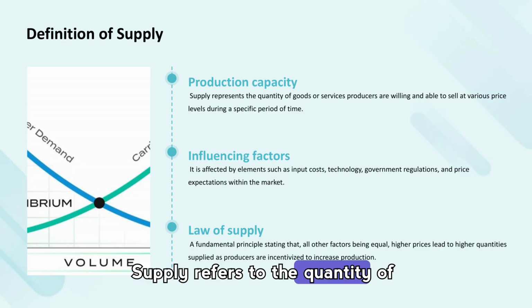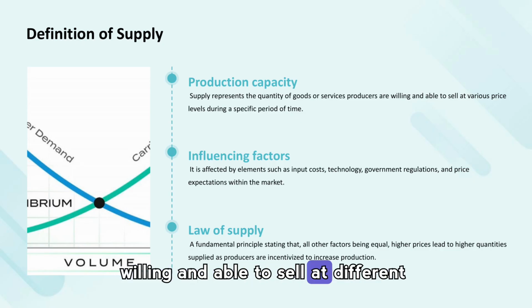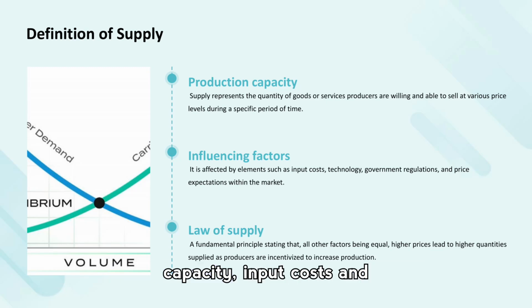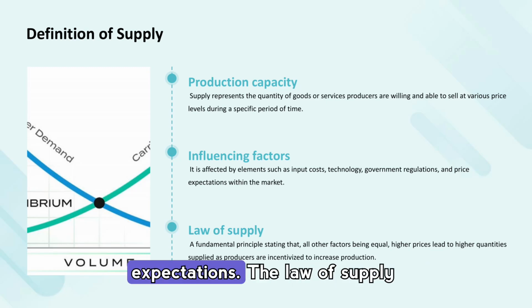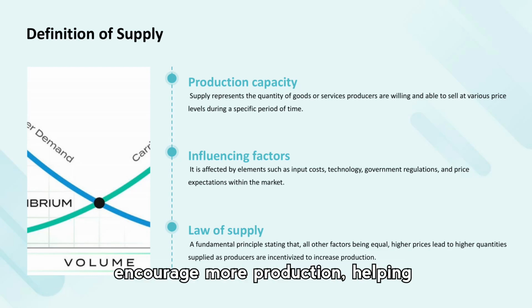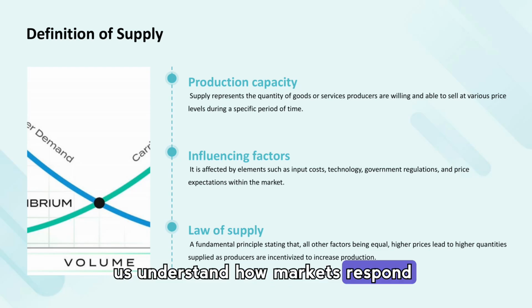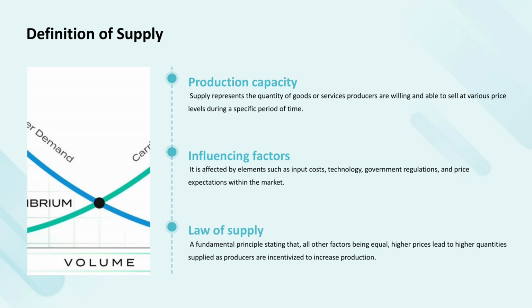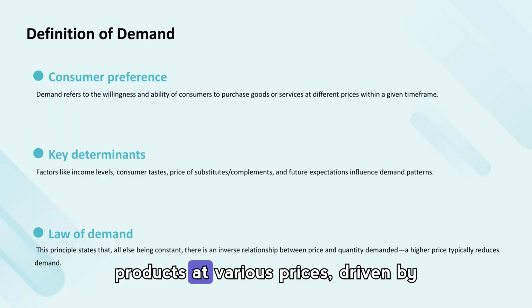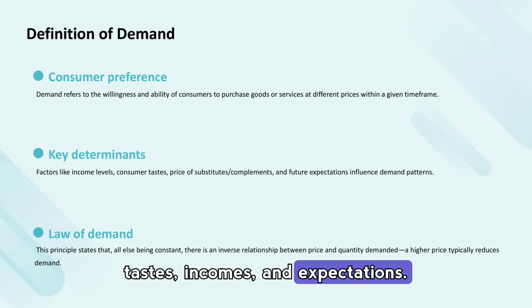Supply refers to the quantity of goods or services producers are willing and able to sell at different prices, and it's shaped by production capacity, input costs, and expectations. The law of supply explains why higher prices usually encourage more production, helping us understand how markets respond when incentives change. Demand captures consumers' willingness and ability to buy products at various prices, driven by tastes, incomes, and expectations.